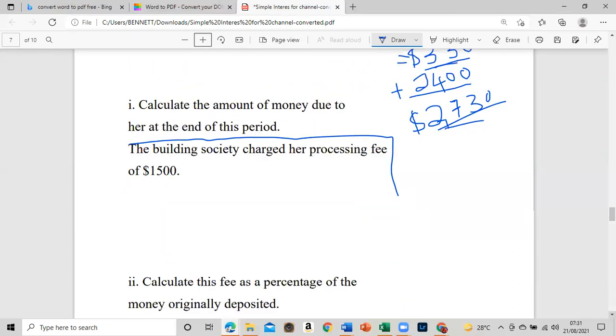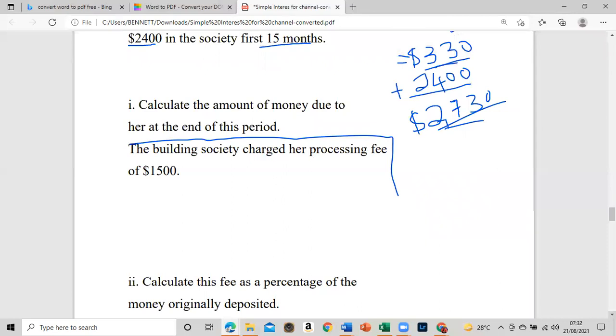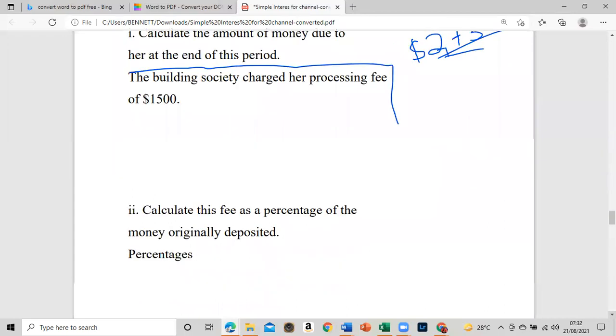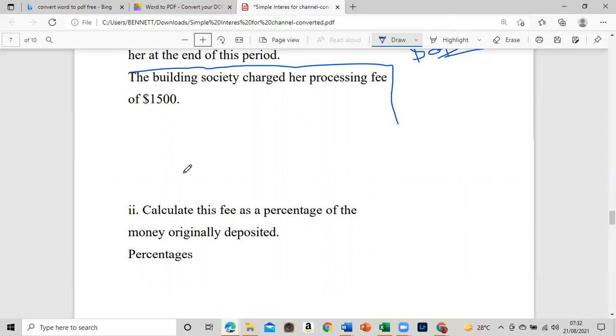Alright, the next one says now the building society charges her a processing fee of 1,500. Calculate this fee as a percentage of the money originally deposited. Notice they say originally, right? So the processing fee of 1,500. If you process your loan, they're going to cost you 1,500. And then it says calculate this fee as a percentage of the money originally deposited.